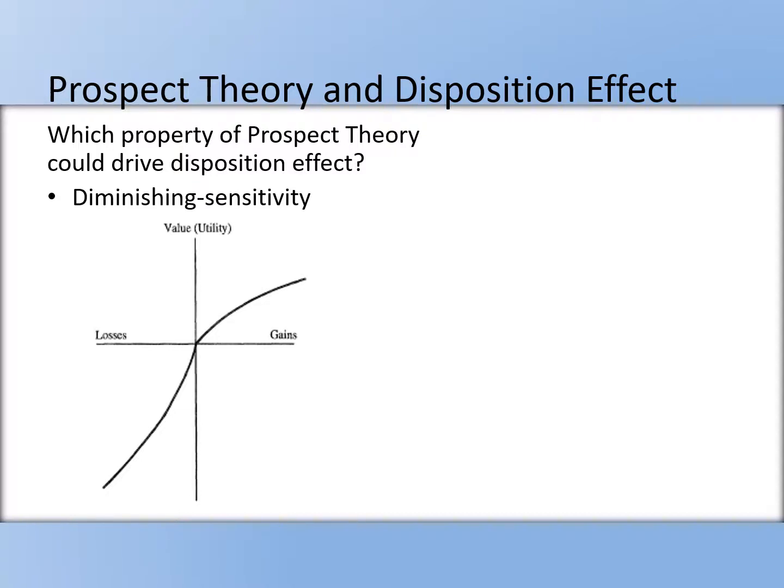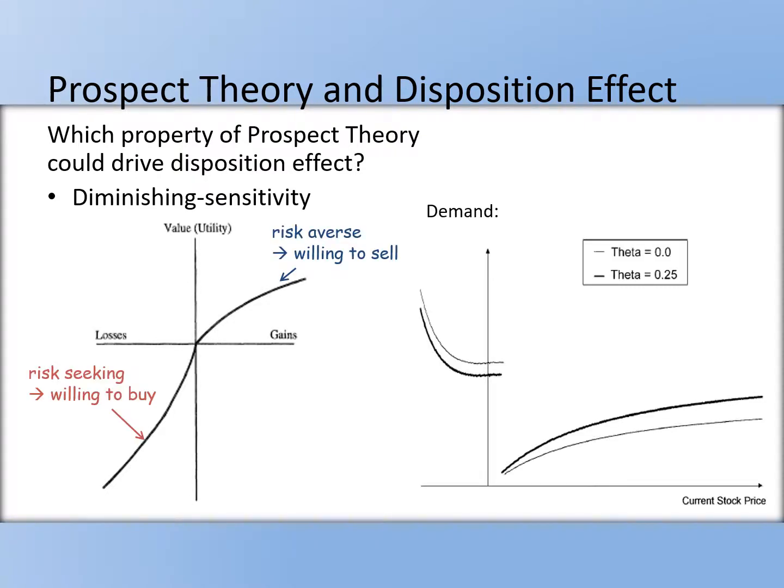Terence Odean is an empirical finance guy. He is not an economic theorist, so his specialty is not doing economic theory. So he just has this idea, this diagram, and he's like, look, it makes sense, right? Like when you gain, you become risk averse, so you sell. When you lose, you become risk seeking, so you buy. If you follow this logic, you would get something like this, right?